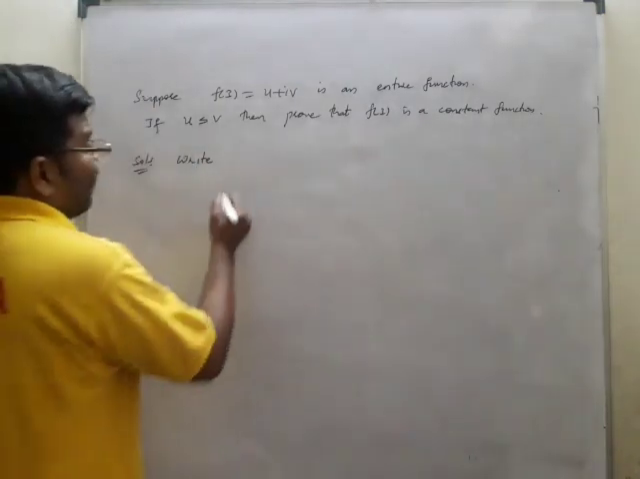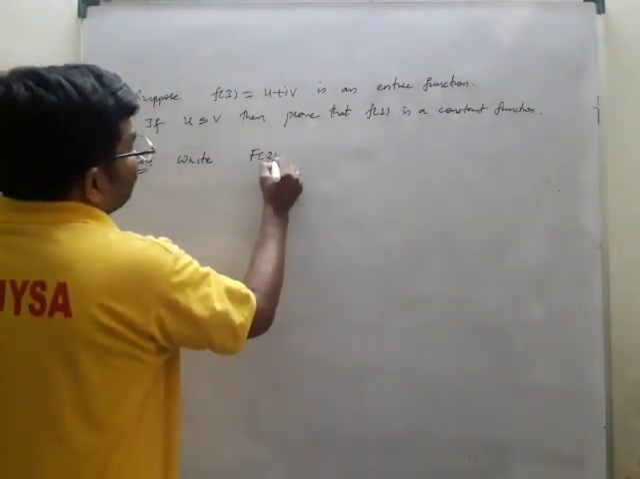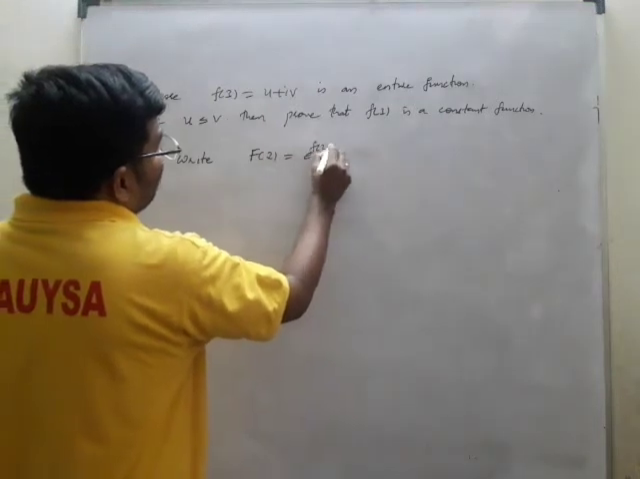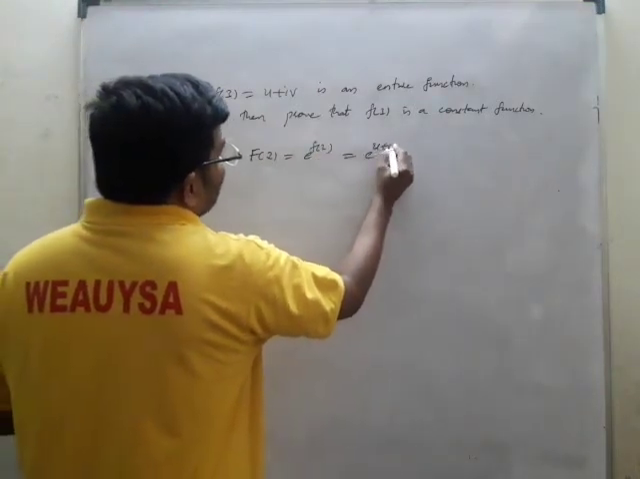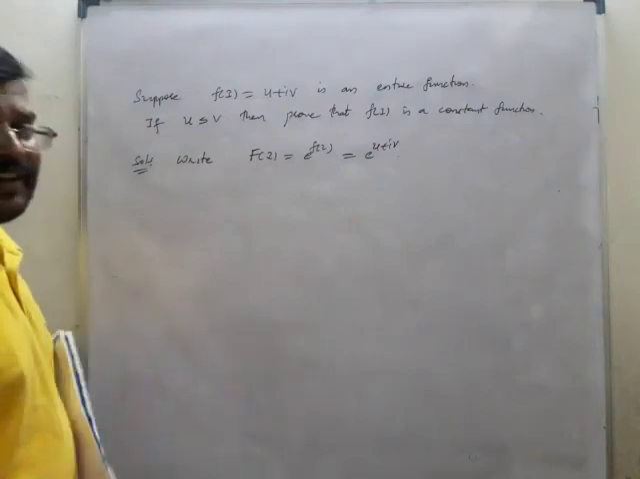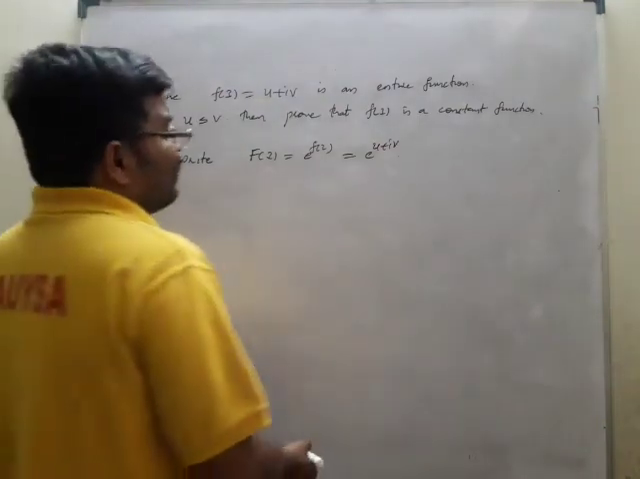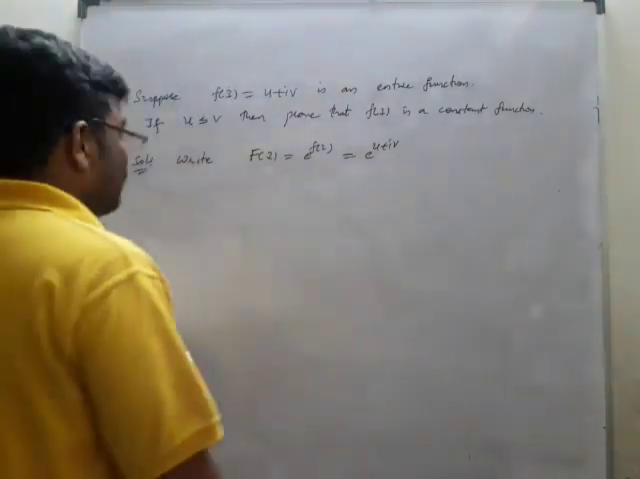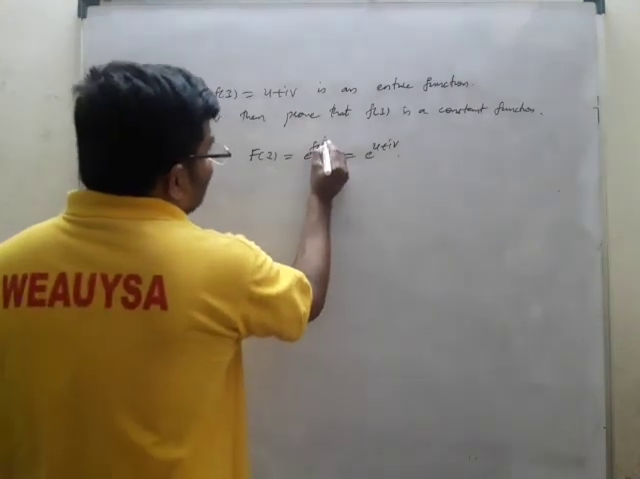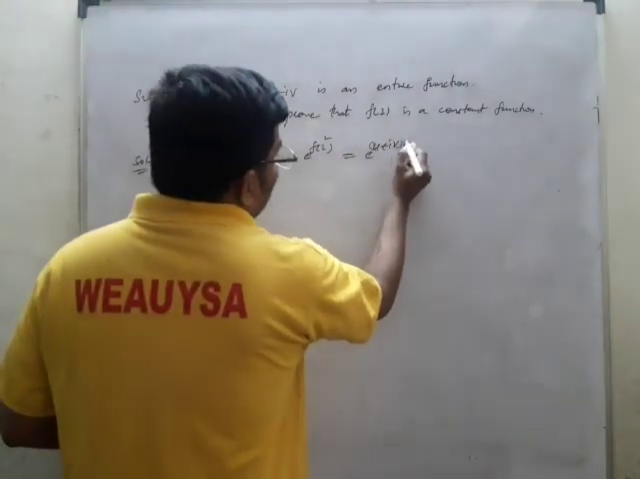So we'll take it in the form like this. Now capital F of z is equal to e power f of z. I may write this as e power u plus iv, because f of z is nothing but u plus iv. So this is how we got it. Let us take this as square, so this becomes square again.